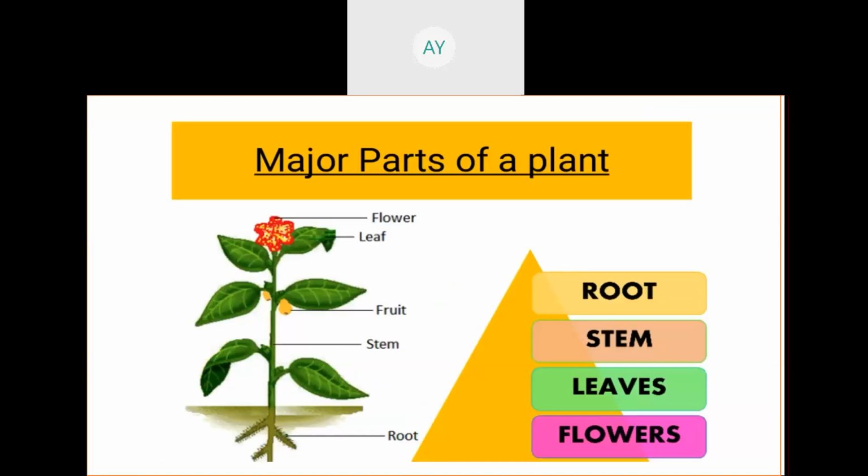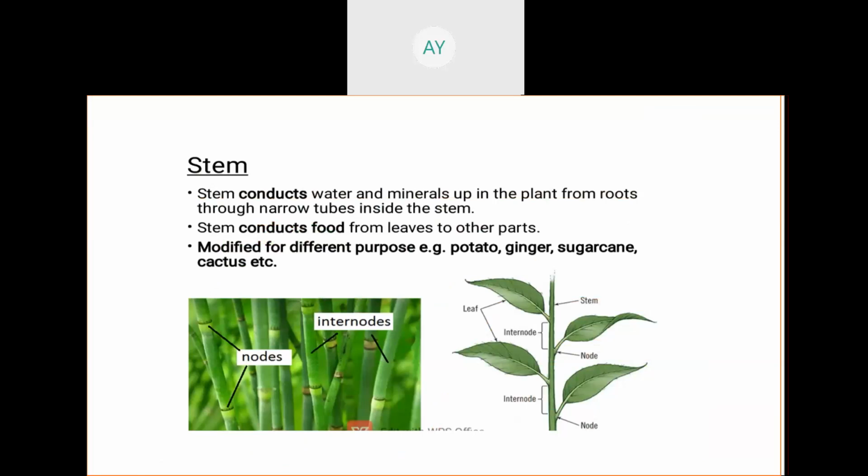I have already discussed the different parts of the plants. Now come to the stem. What is the function of a stem? Conduct water and minerals. From where? From root through a narrow tube. What is the narrow tube? That is xylem. Xylem, xylem.